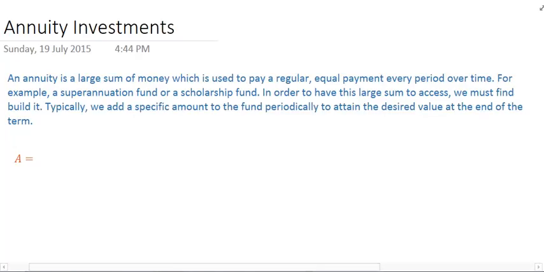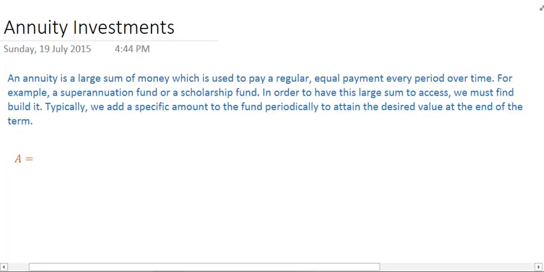Alright, and welcome back to week 2. So today we're talking about annuity investments. At some point in your life, pretty much all of you will have an annuity investment to your name. An annuity investment is a large sum of money, generally a $500,000 type of amount, which is used to pay a regular equal payment every period over time. Examples include your superannuation fund or scholarship fund.